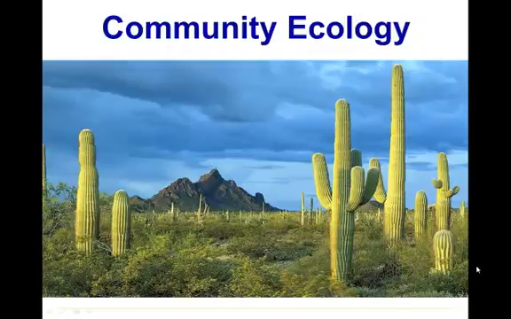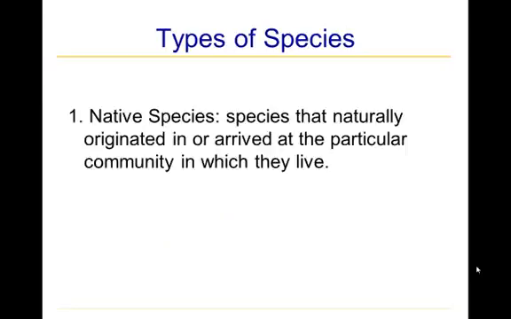So, types of species. We're going to start that by discussing native species. A native species is a species that naturally originated in or arrived at the particular community or ecosystem where they live. In other words, they arrived by natural dispersal without any help from humans.